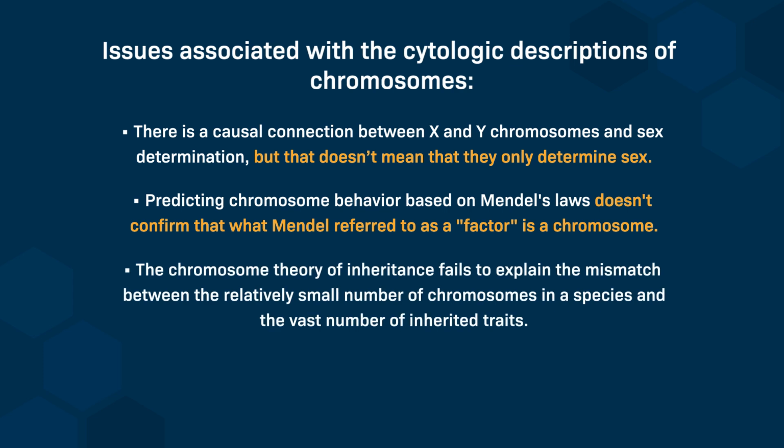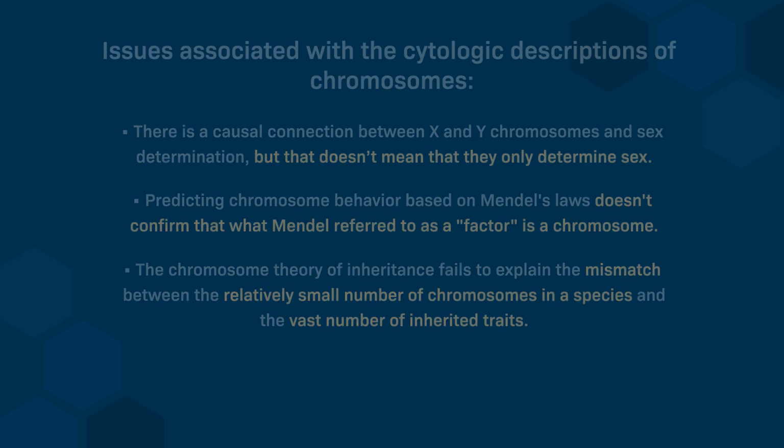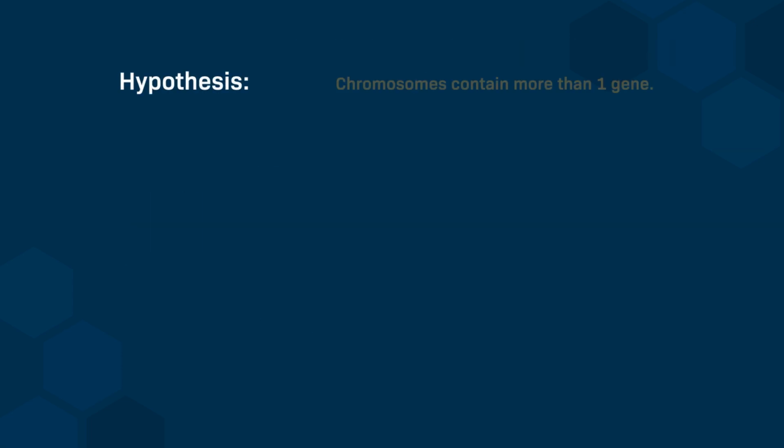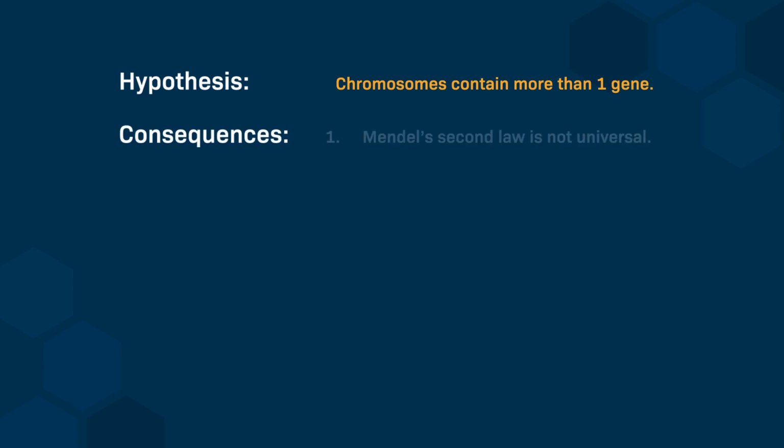The chromosome theory of inheritance fails to explain the mismatch between the relatively small number of chromosomes in a species and the vast number of inherited traits. Consequently, it doesn't clarify why there are so many genes present in a species. The hypothesis states that chromosomes contain more than one gene. The consequence of this hypothesis is that the second law of Mendel is not universal. It will only be respected for distinct traits that are associated with different chromosomes.